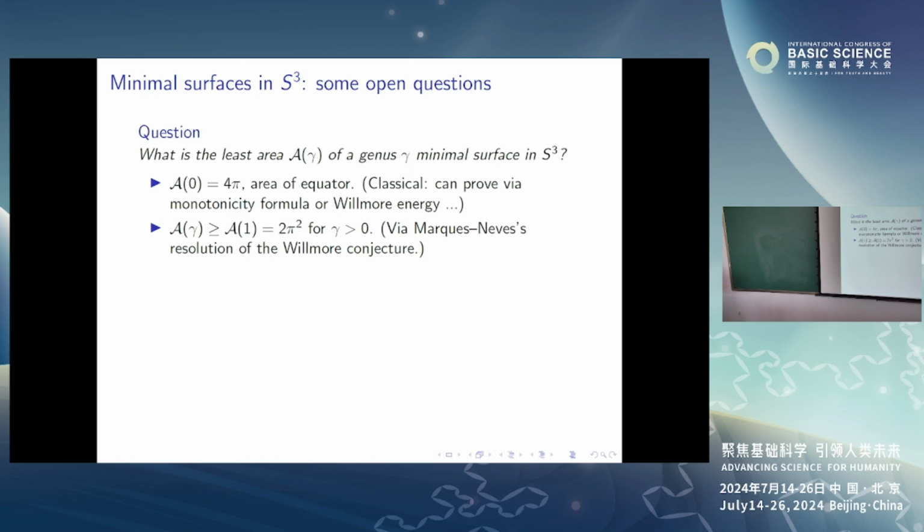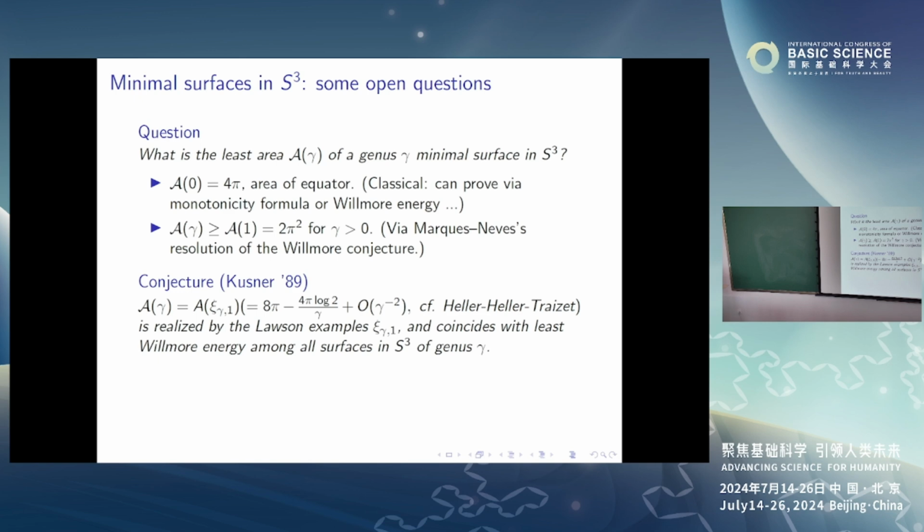So as a corollary of their work, we know that as soon as the genus is at least 1, then you're bounded below by the area of the Clifford torus, which is 2 pi squared. So of course that took a lot of work to get that bound. And for genus 2 and higher, this is widely open, although there are conjectures I'll mention in a minute.